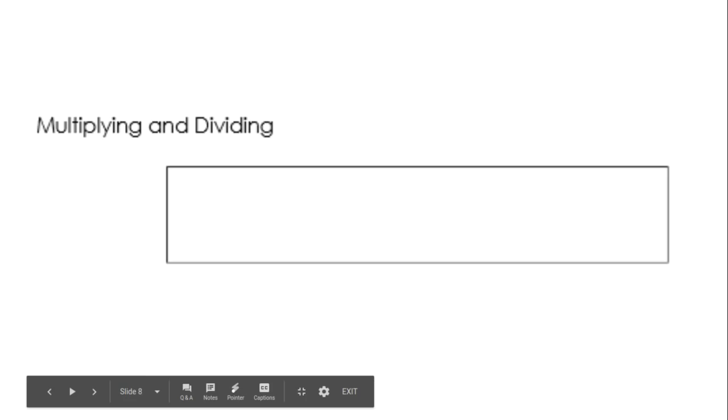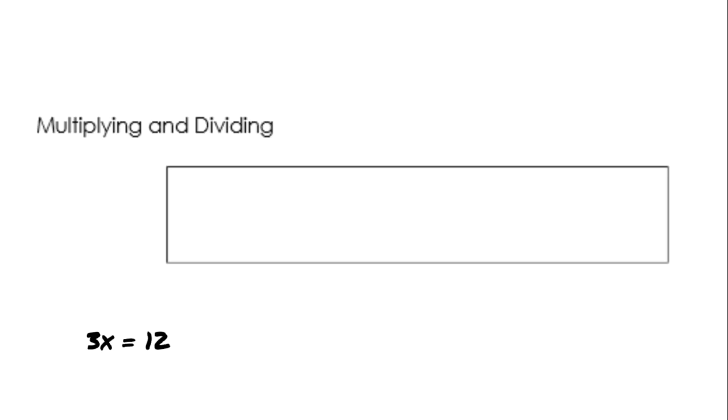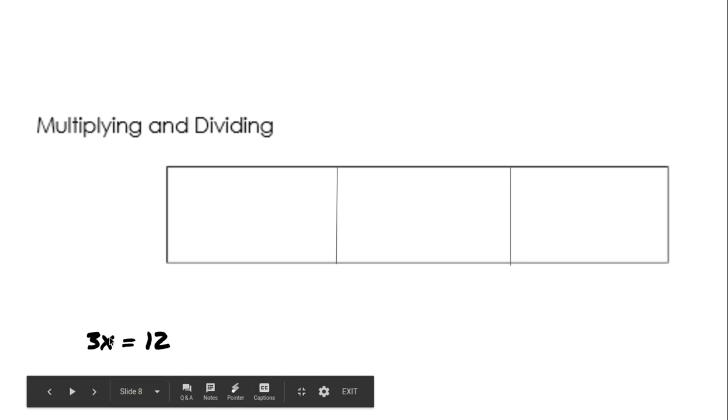Now, I can do the same with multiplying and dividing. So if my equation is 3x equals 12, now remember 3 is my coefficient. There's no operation here. That means 3 times x equals 12, or 3 times some number. And you might be able to solve that in your head, but we can draw a tape diagram by dividing my tape into 3 pieces, because I want to think of 3x as being 3 groups of x is equal to 12. So I broke my tape into 3 groups because I started with the 3, and each one is x.